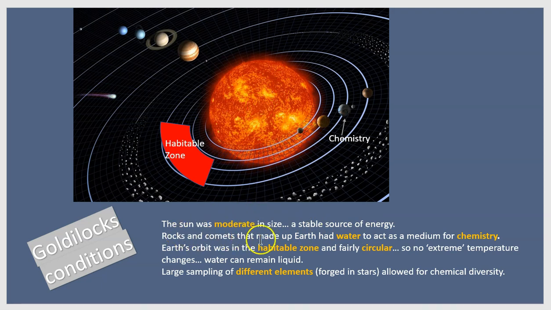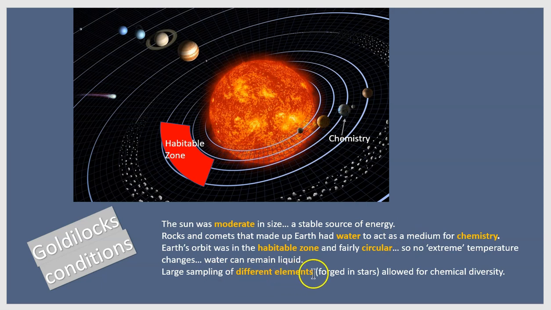The rocks and comets that made up the Earth had water in them, and that would form our oceans. And water is a critical substance. It's good at dissolving things. It would be the medium for lots of interesting chemistry that would happen on the Earth. The Earth's orbit was in the habitable zone and fairly circular, so no extreme temperature changes, and water can remain liquid throughout the year. So here's our Earth. It's in a fairly circular orbit. If it had an oblong orbit, way out here it'd be real cold, and then it would get warm and then cold again. Well, liquid water might not be able to remain liquid at all points in the orbit if the orbit were oblong like that. So a fairly circular orbit keeps the Earth in the habitable zone all year.